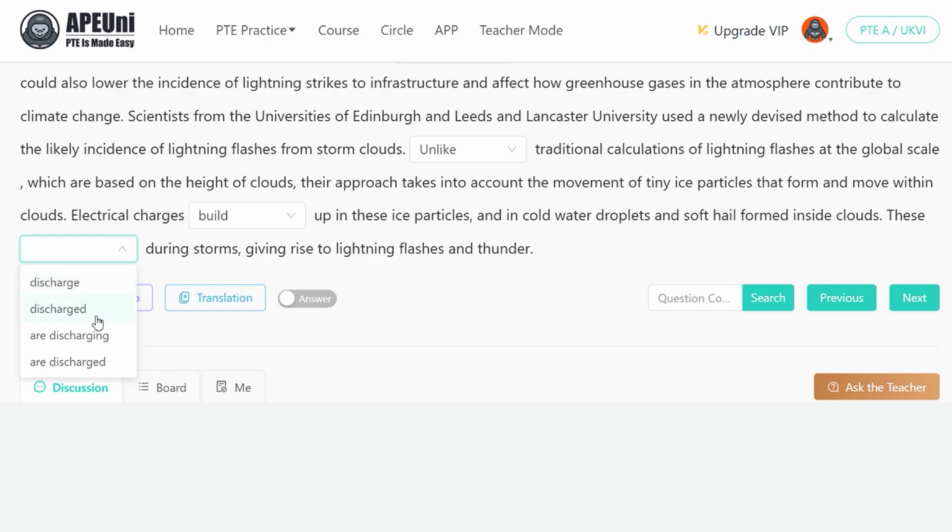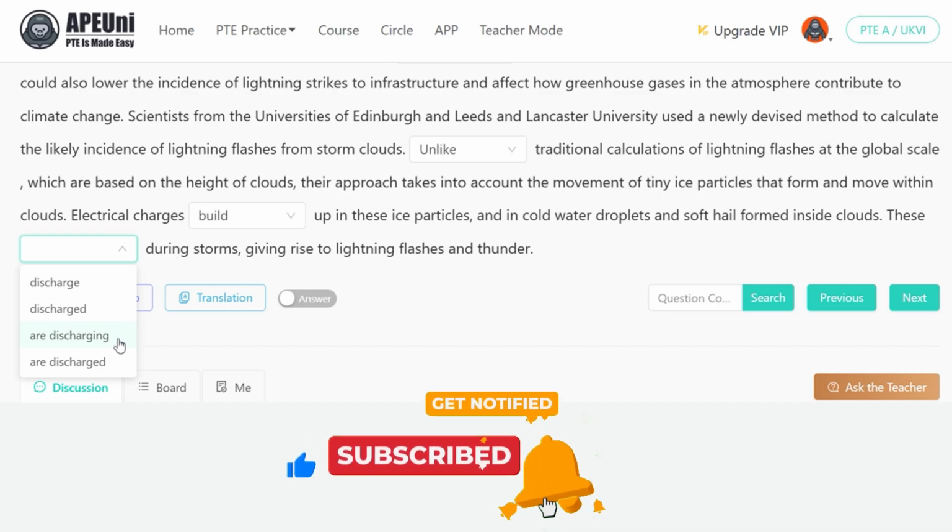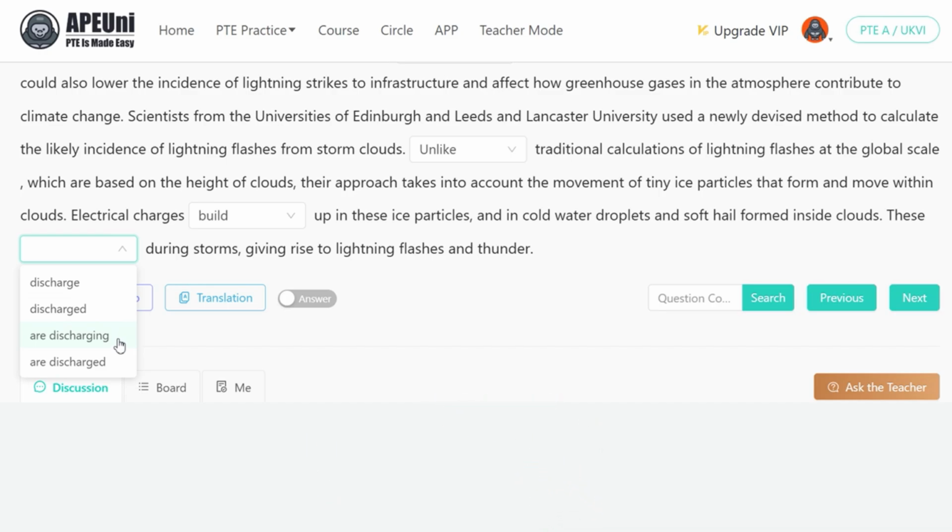Next one is discharged. Simple past suggests a single event. He was discharged yesterday. The battery discharged quickly. Not a correct option here. Next one is are discharging. Ongoing present, less formal, and emphasizes activity. They are discharging pollutants. The system is discharging excess energy. Not a correct fit here. Let's move to the next one.